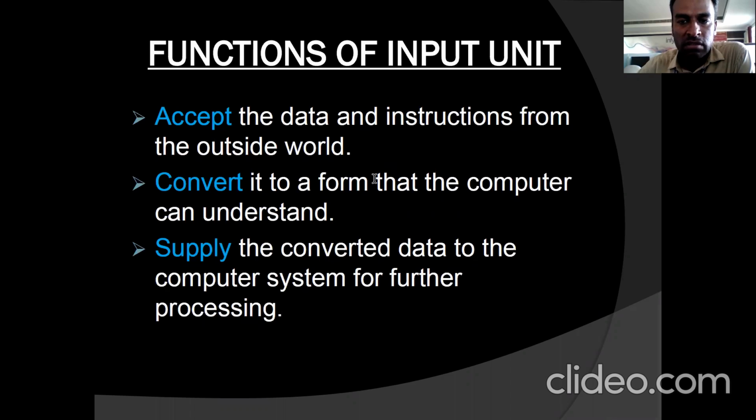Which is 0s and 1s. Why do we convert that information to that format? Because the computer can understand only 0s and 1s. And the next one is to supply the converted data to the computer system for further processing. So like that, we convert the data for the computer system.